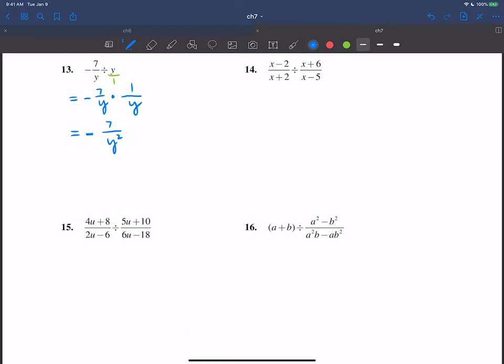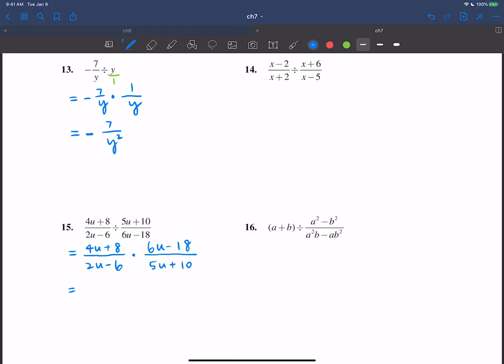Number 15. Same thing as before. Before we do anything, we're going to change the operation from division to multiplication. Copy the first rational expression. Change the operation from division to multiplication. And flip the second rational expression upside down. And now we're going to factor every single part as much as we can.